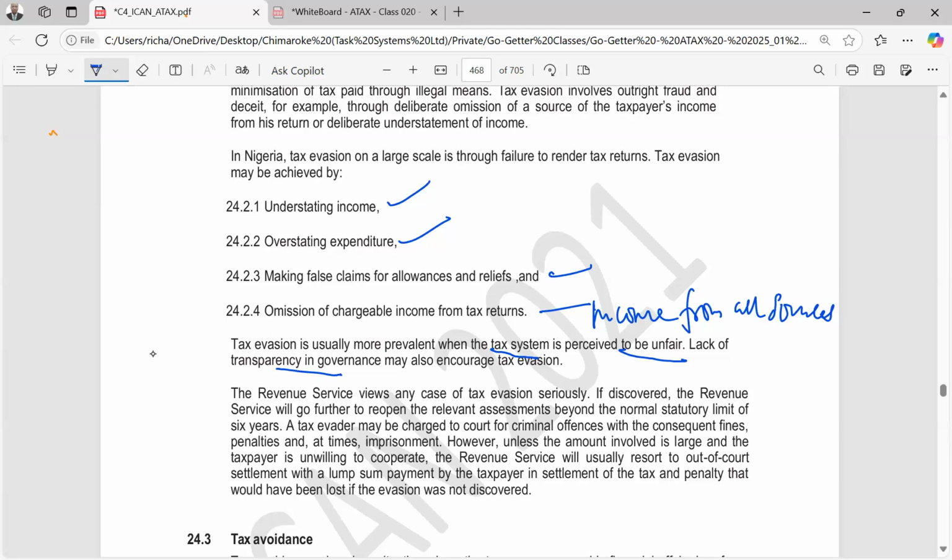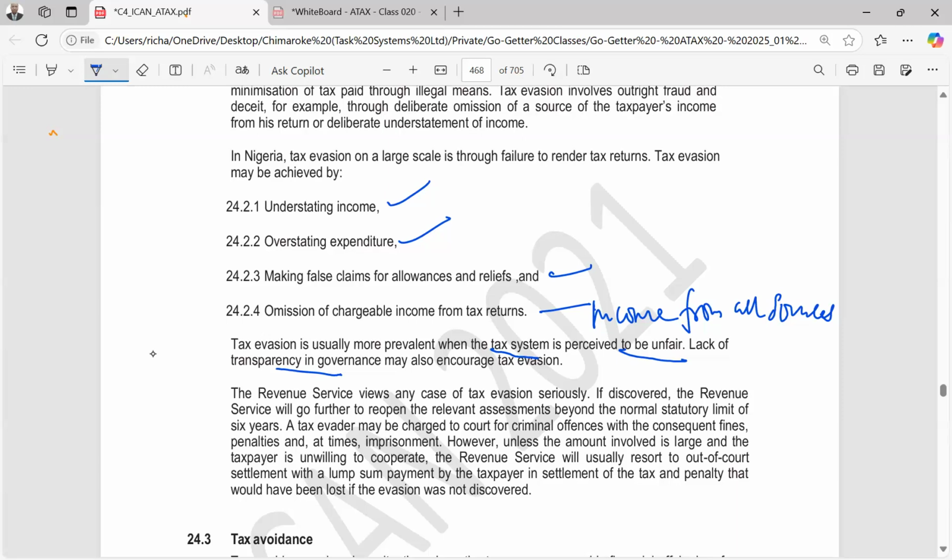Some will want to reduce their income so that they will not fall into the 25 million naira bracket and they will not pay tax. Why? Because they perceive the tax system is unfair. And they even say that governance is not transparent. If they pay this money, it's going to the coffers of the government workers or the tax people. And what is government using our monies to do? Because they're not seeing something tangible, they may want to evade tax.